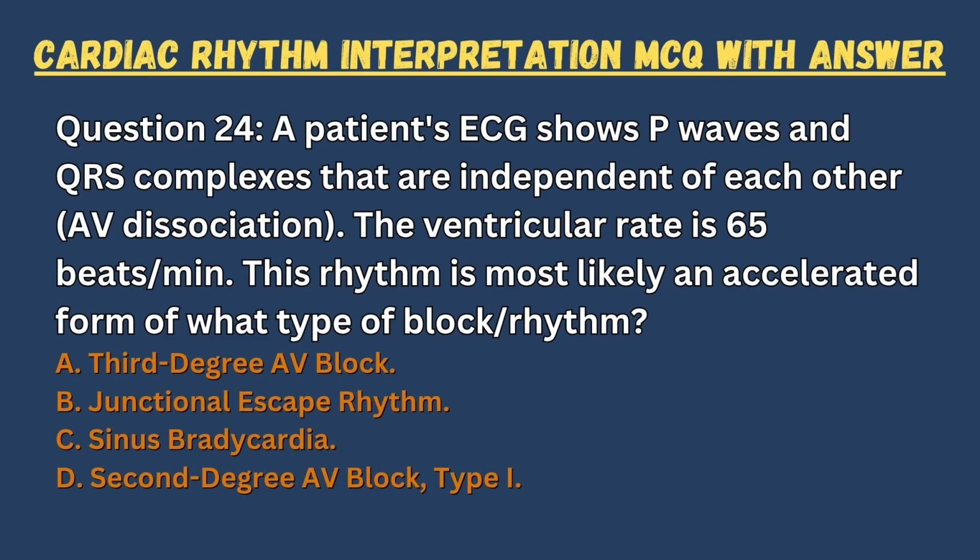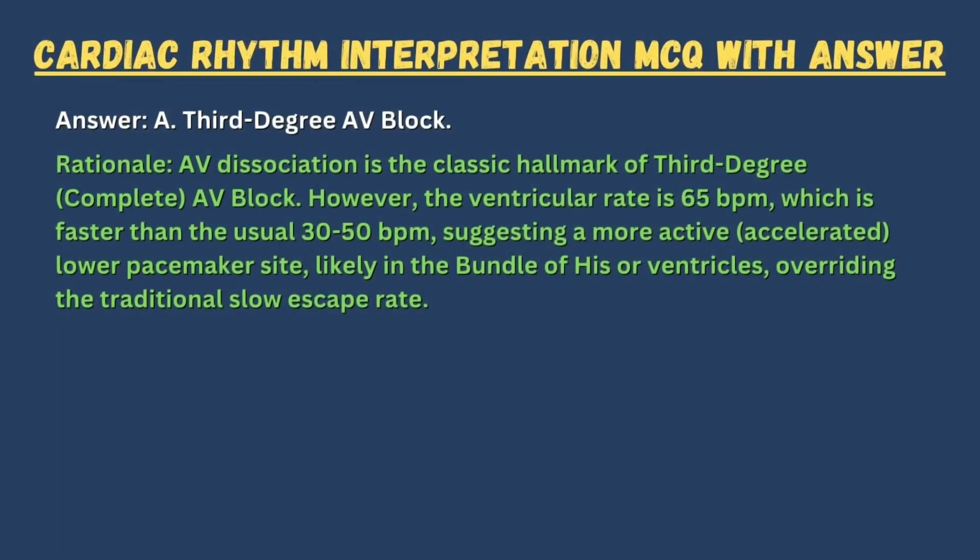Question 24. A patient's ECG shows P waves and QRS complexes that are independent of each other, AV dissociation. The ventricular rate is 65 beats per minute. This rhythm is most likely an accelerated form of what type of block or rhythm? A. Third degree AV block. B. Junctional escape rhythm. C. Sinus bradycardia. D. Second degree AV block type 1. Answer: A. Third degree AV block.